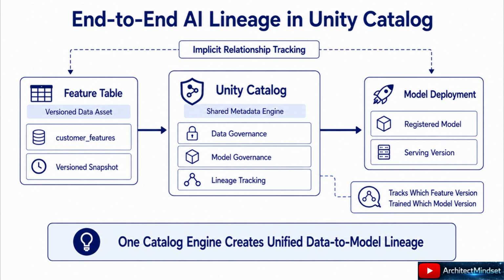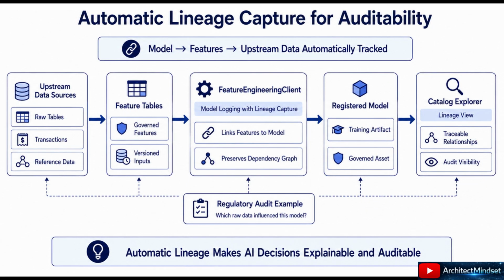The crown jewel of this entire architecture is end-to-end AI lineage. Because data and models share the exact same catalog engine, Unity Catalog tracks their relationships implicitly. It records precisely which version of a feature table was used to train a specific model deployment. When a model is logged through the FeatureEngineeringClient, the lineage between the model, the feature tables, and the underlying upstream data sources is automatically captured and surfaced in the lineage view of the Catalog Explorer. This is critical for regulatory audits. Example, which raw data influenced this particular loan denial model?